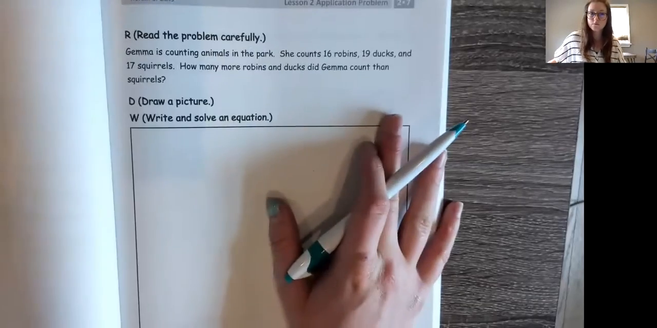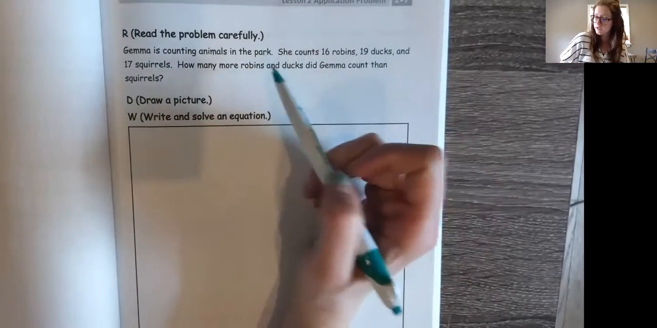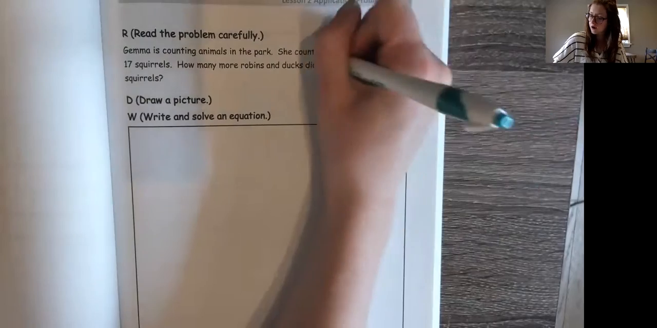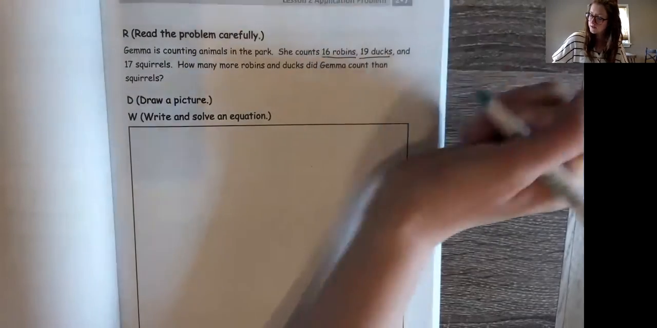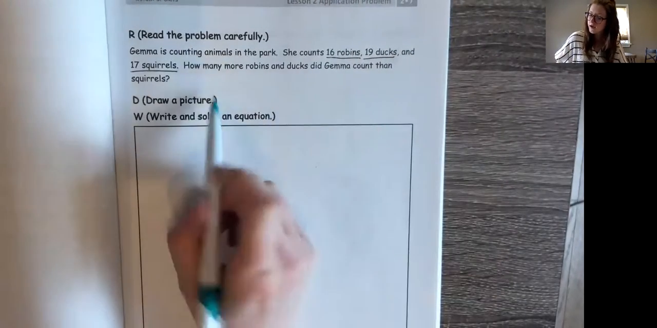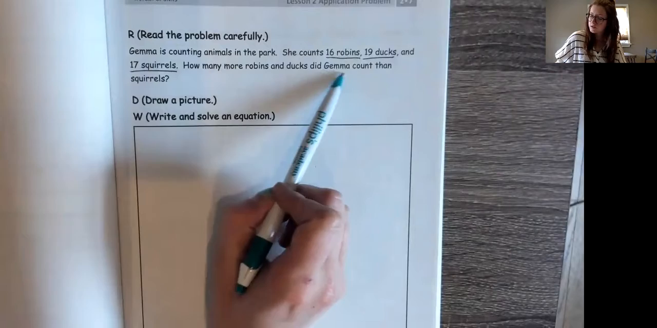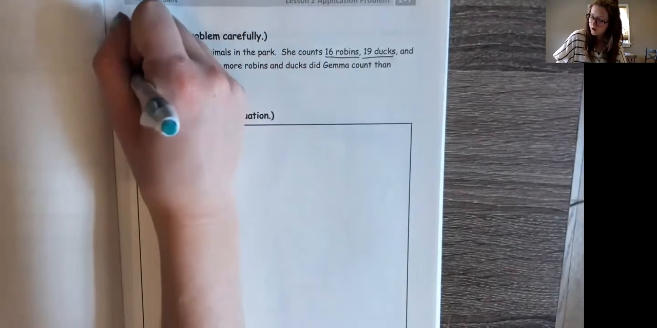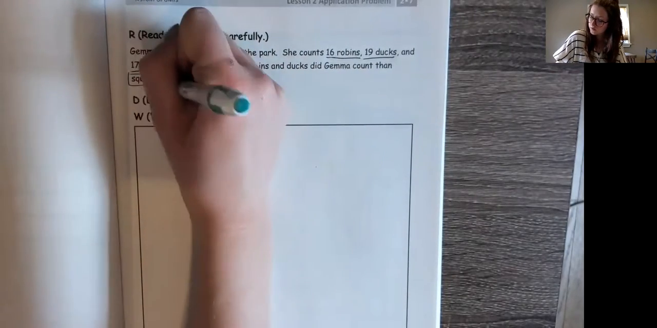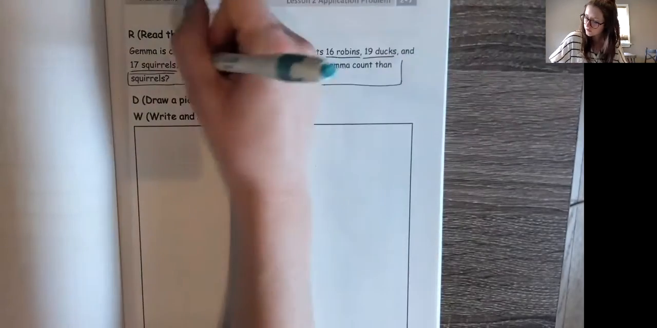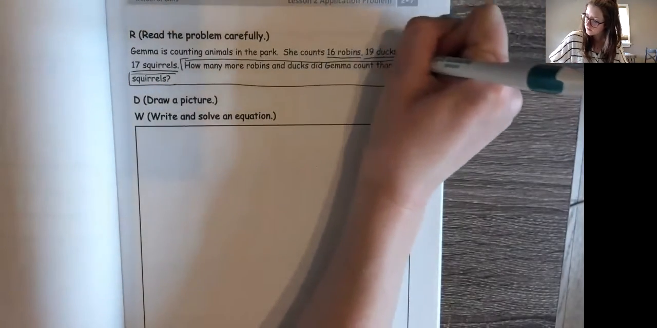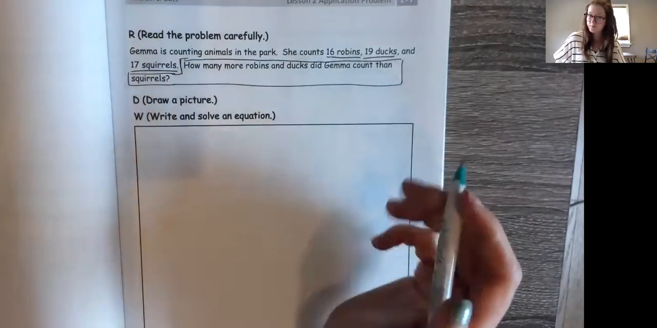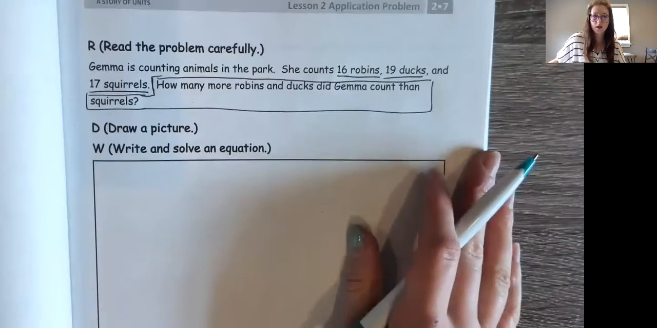Okay, here we go. So it says Gemma is counting animals in the park. She counts 16 robins, 19 ducks, and 17 squirrels. How many more robins and ducks did Gemma count than squirrels? So this is our question that we're answering. I'm going to box it off, make sure that I know that this is what I'm answering. I also underlined my important information from this problem. So I know that I'm going to read, draw, and write.